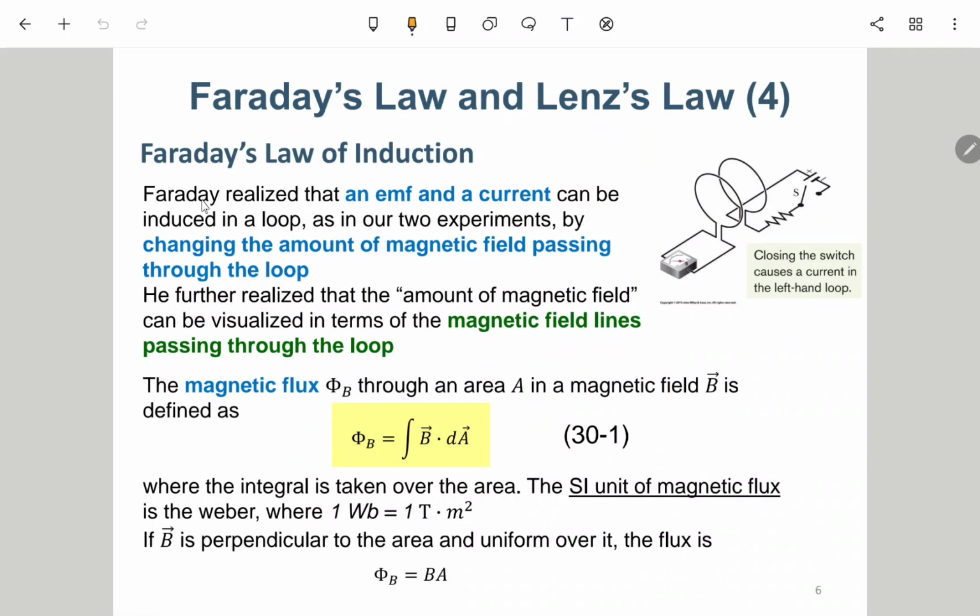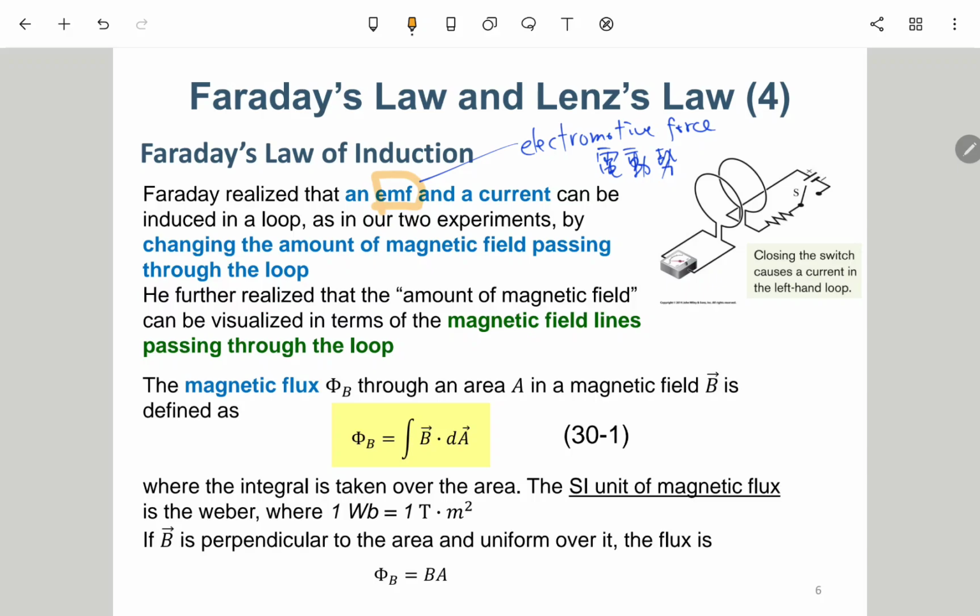Faraday realized that an EMF and a current can be induced in a loop. You can understand EMF, electromotive force, in Chinese as 电动势. You can think of it as a kind of potential difference, but not exactly. It is a potential difference around the coil that drives a current. It sounds mysterious and is hard to explain, but simply, you can imagine it as a potential difference that gives rise to a current. In our two experiments, this happens by changing the amount of B field passing through the loop.